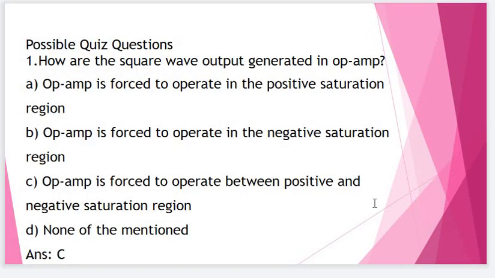Possible quiz question: How are square wave outputs generated in op-amp? The op-amp is forced to operate between positive and negative saturation regions.